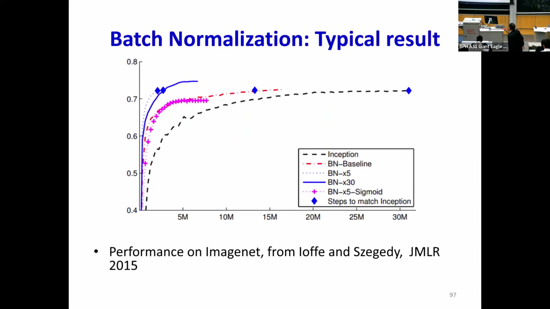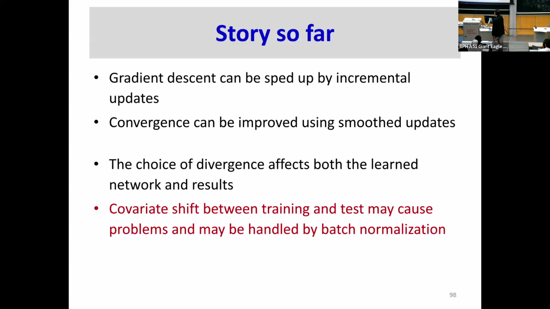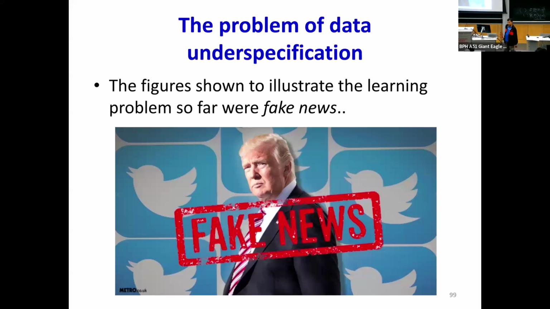And here's the first paper on batch normalization by Ioffe and Szegedy. They show how once they use batch norm, you get to better solutions after just a few steps than you would after very, very many steps without batch norm. So it really helps, and you're going to be using this in your homeworks, right? So to add to our list of lessons, covariate shift between training and test can cause problems and can be handled by batch normalization. There's another problem, which has to do with the fact that I've been lying to you.